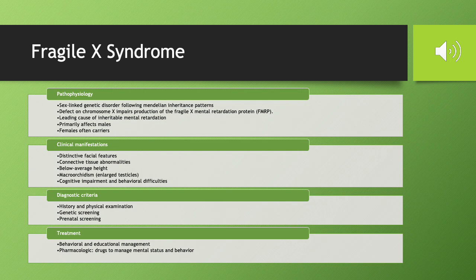As far as your diagnostic criteria, you have history and physical examination, genetic screenings, prenatal screenings. As far as treatment, again, you want to focus on the behavioral and educational management. You want to help with socialization with individuals with Fragile X, and you also want to use some psychiatric drugs to help manage mental status and behavior.